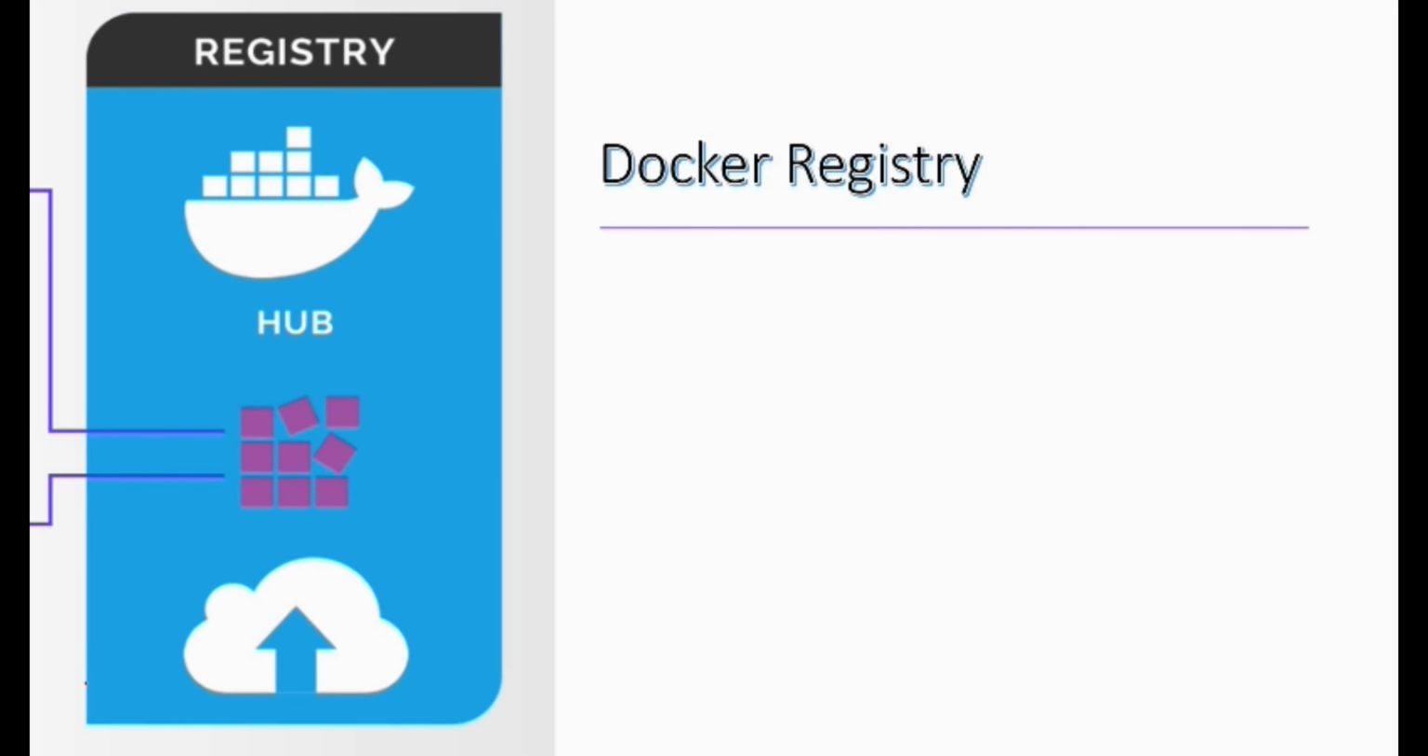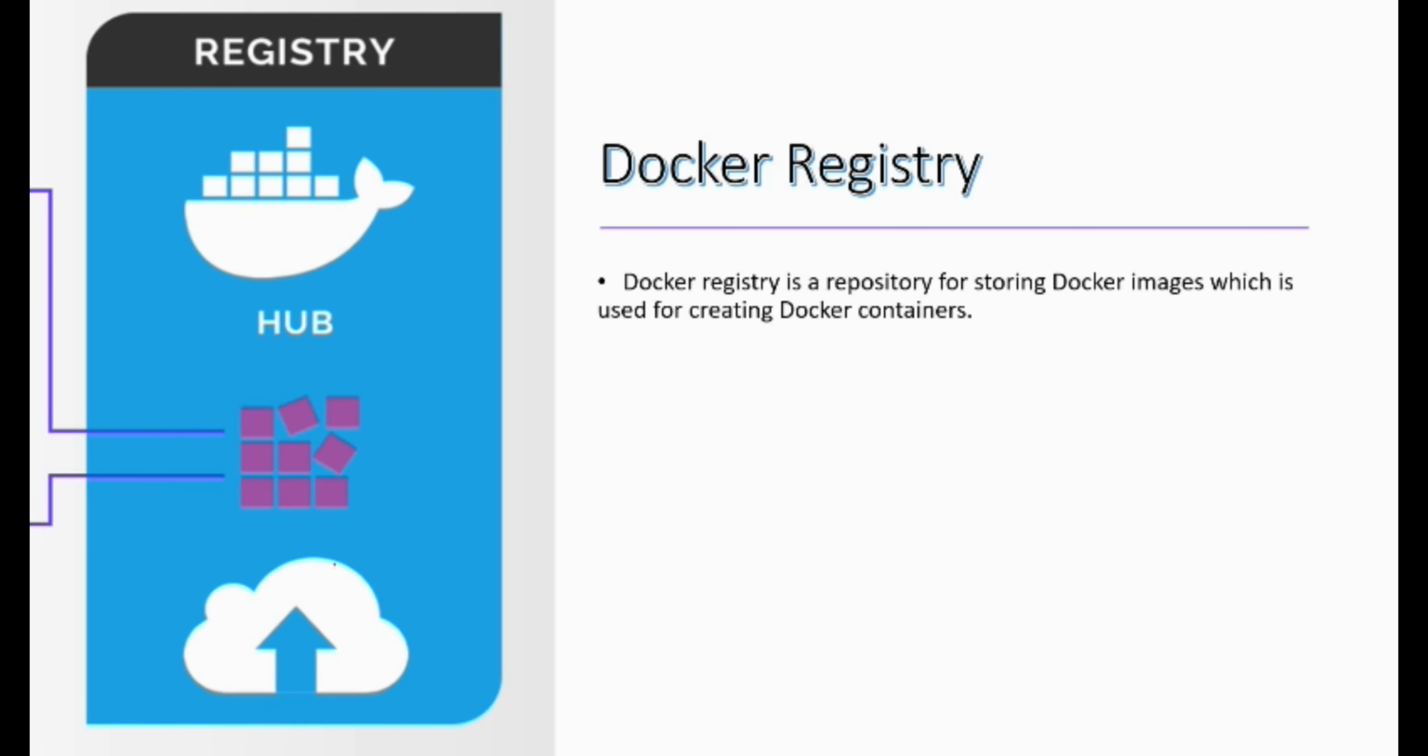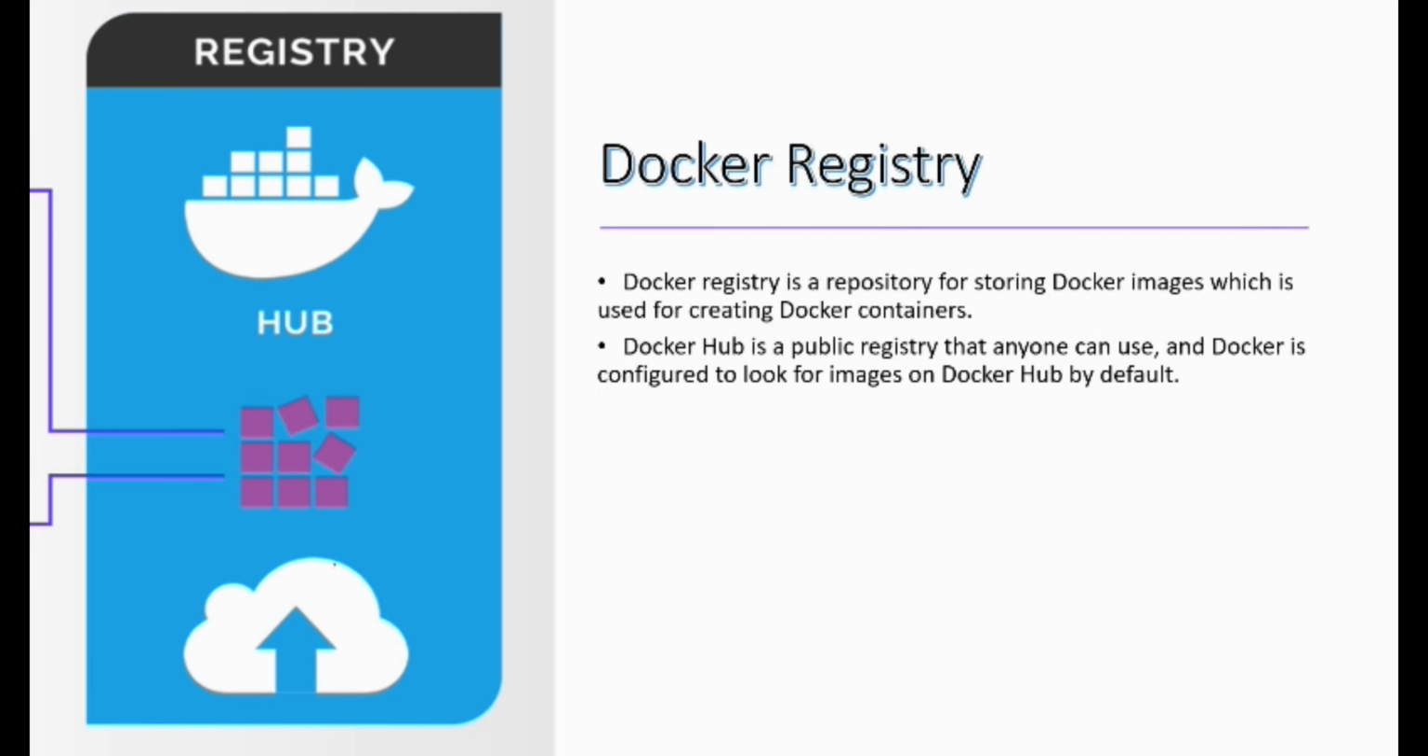So the next and last part of the Docker architecture is the Docker registry, which is the global repository of images. The first point is that the Docker registry is a repository for storing Docker images, and those images can be used to create Docker containers. So it is a global repository for storing Docker images. Next point is that Docker Hub is a public registry that anyone can use, and Docker is configured to look for images on Docker Hub by default. So whenever we are trying to fetch any Docker image, Docker will eventually go to Docker Hub to look for that image by default.